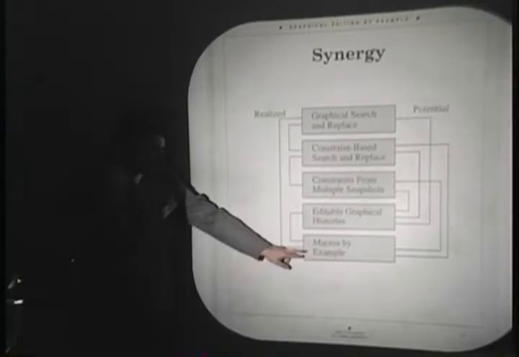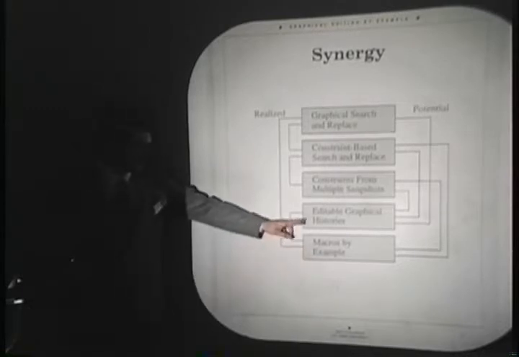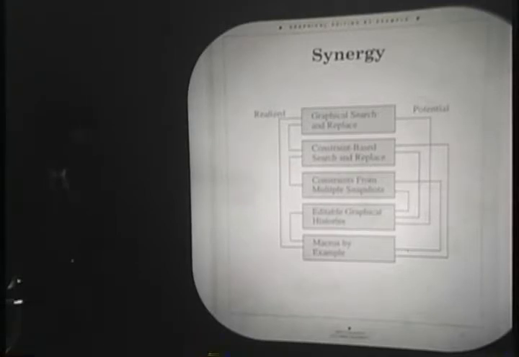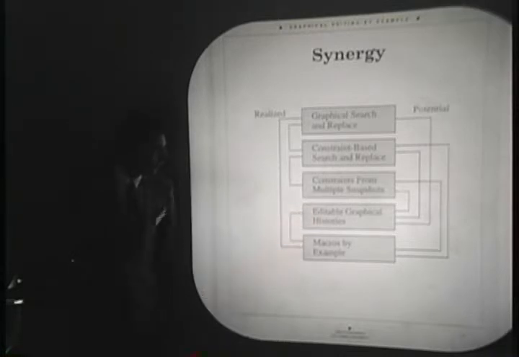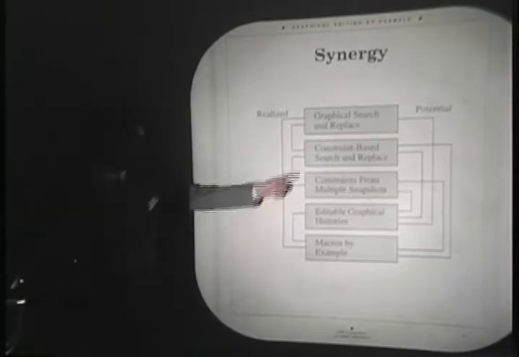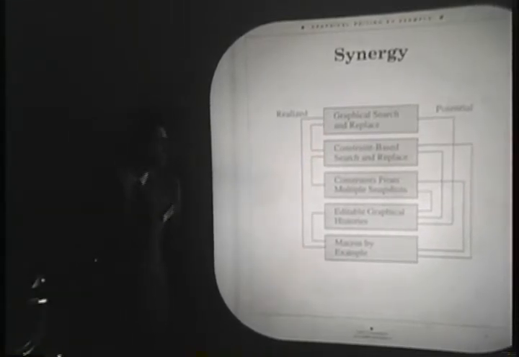The macro by example facility uses the graphical history representation both to support editing tasks as well as to support parameterization. And actually, I showed you a slide which listed about 10 different ways the graphical histories support the macros by example. Graphical search is used as an iteration mechanism for the macros by example. We could perform a macro for all objects in the scene of a particular shape, for example.